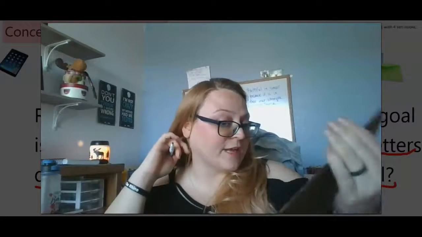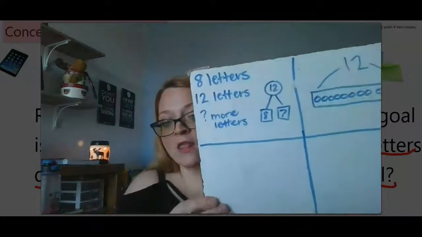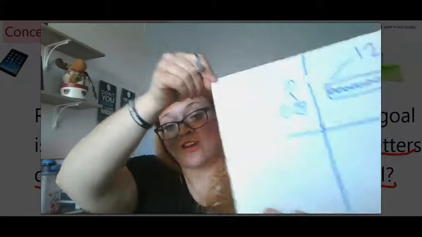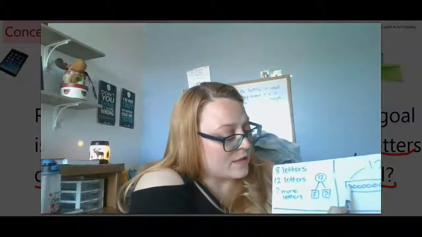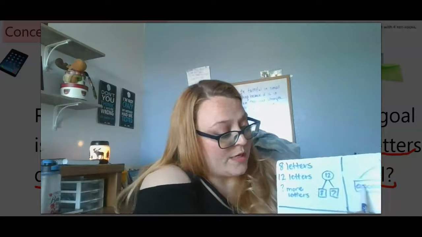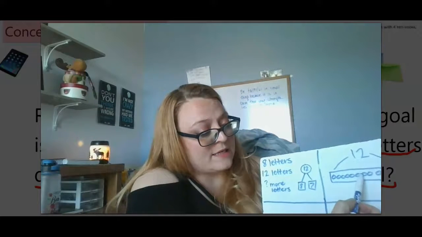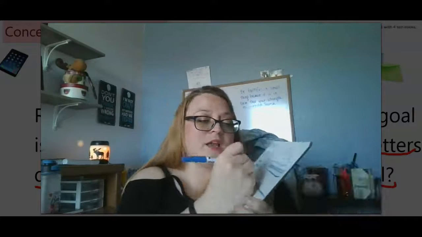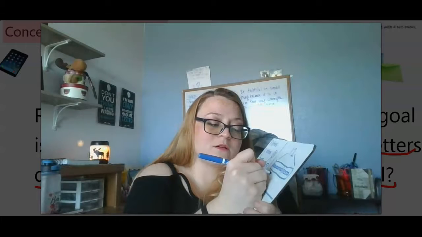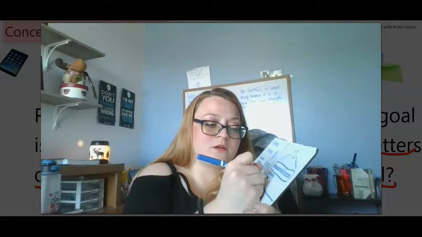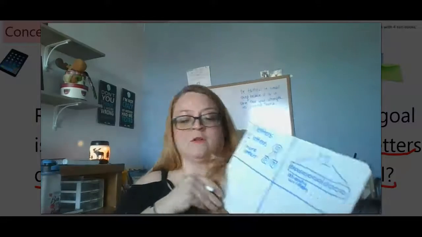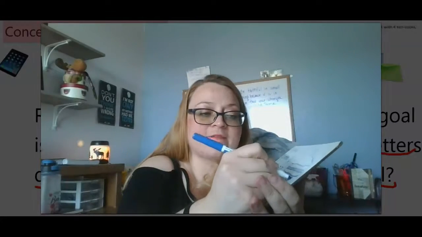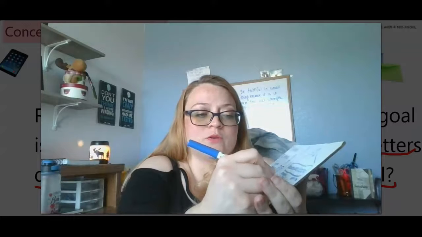How many does she already have written? If you forgot, look back here where our important information is. She has 8 letters already written. So I'm going to count 8 and draw a line. So 1, 2, 3, 4, 5, 6, 7, 8. Draw my line. This is how many are already written. Okay. And this is how many she has left to write.